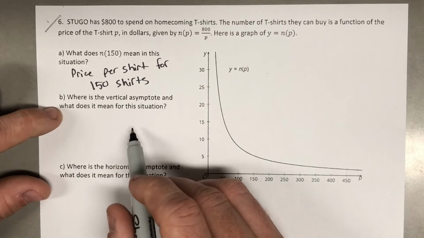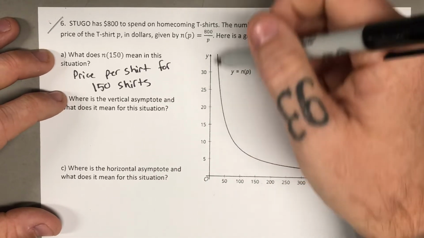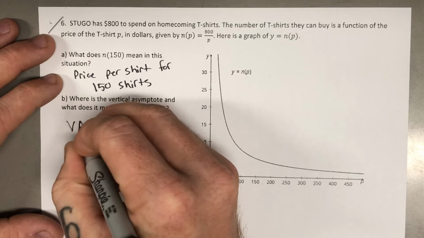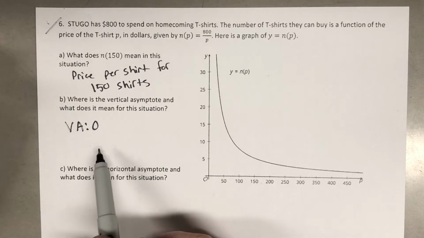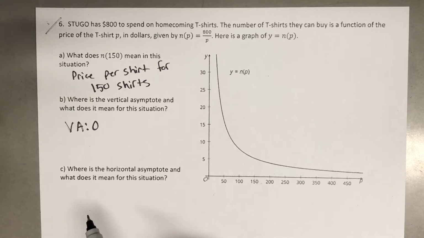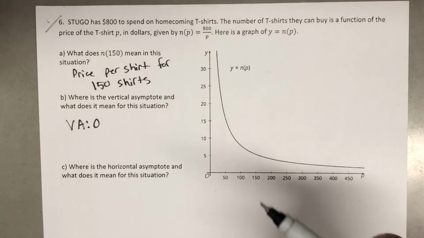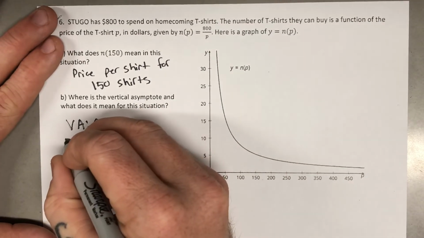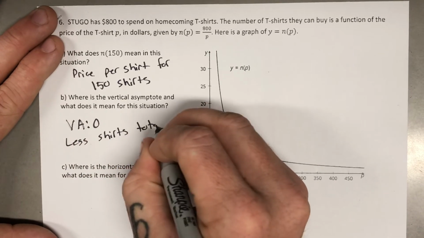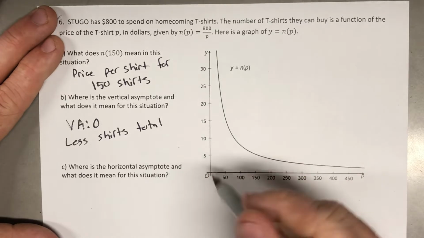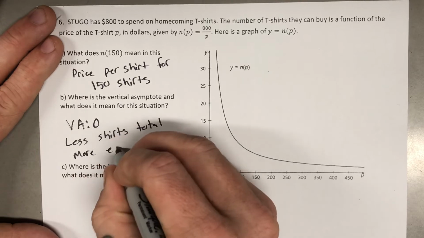Where's the vertical asymptote, and what does it mean for this situation? So the vertical asymptote right here, it doesn't look like it, but it's actually going to approach 0. But it's never actually going to touch it. And what that means is, you can't not buy any shirts, right? So the fewer shirts you buy total, so you buy 20 shirts or 10 shirts or 5 shirts, the more expensive per shirt.